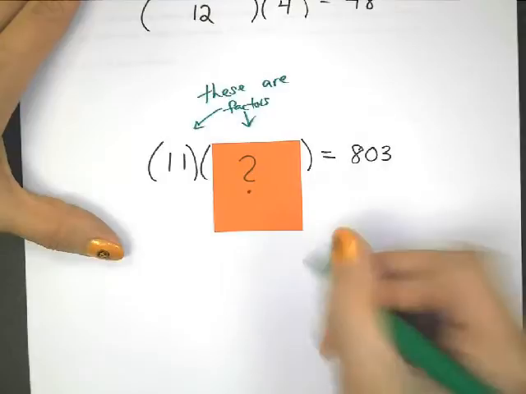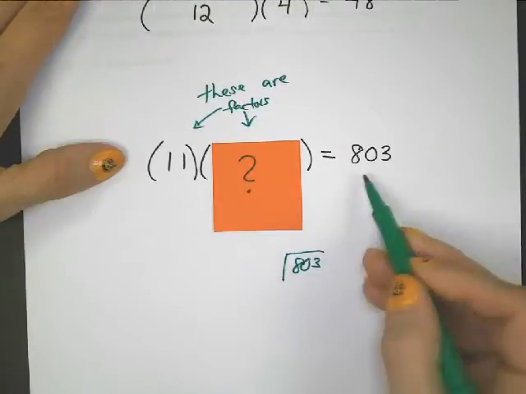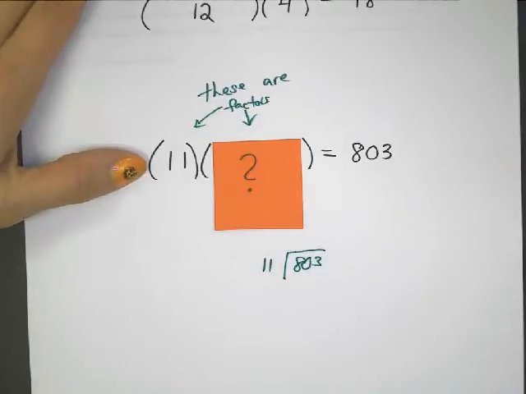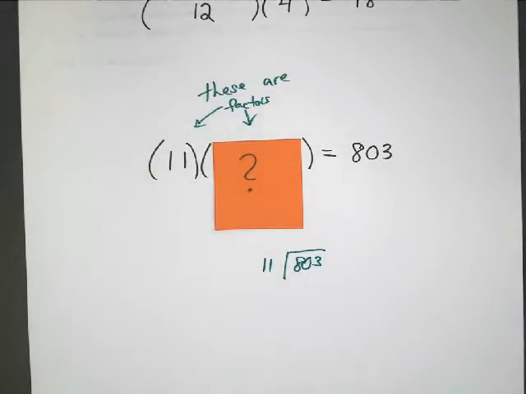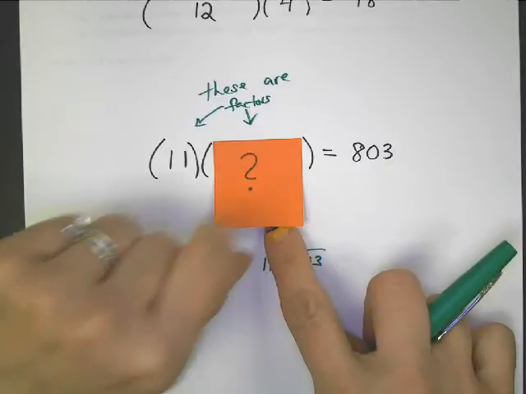So what I'm going to do is take 803 and divide it with some long division by 11. Now why don't you go ahead and do the long division, and don't forget to change. It's a nice number under that sticky note. Did you get the right answer?